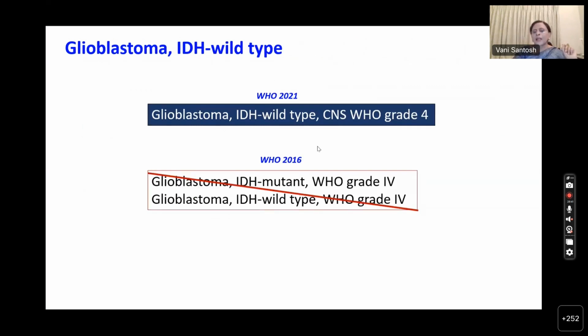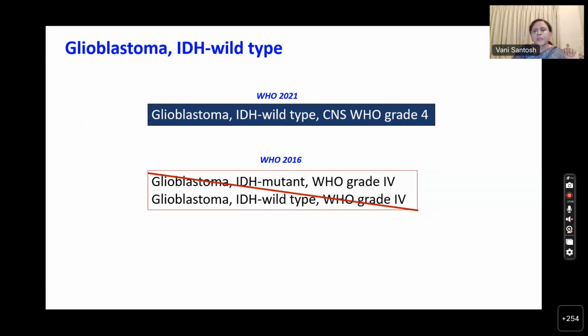Okay. What about glioblastoma? Glioblastoma is only IDH wild type. Earlier we had IDH wild type and IDH mutant. That is not there anymore. Now it is only IDH wild type, and you designate it as CNS WHO grade 4, and 4 is denoted in the Arabic numerals. I hope this is clear to you. The 3 genetically defined tumor types in adult type of diffuse gliomas.